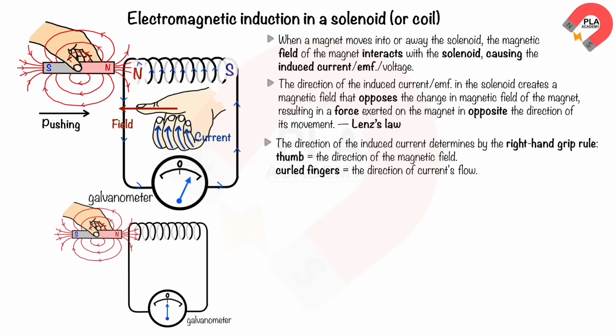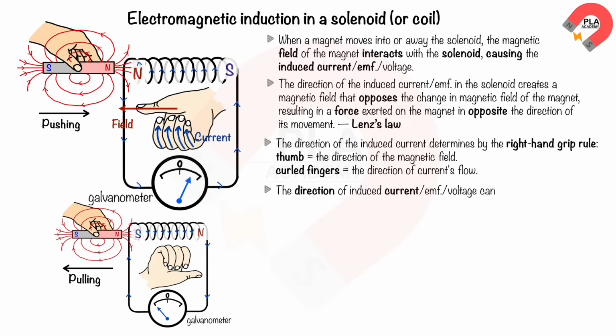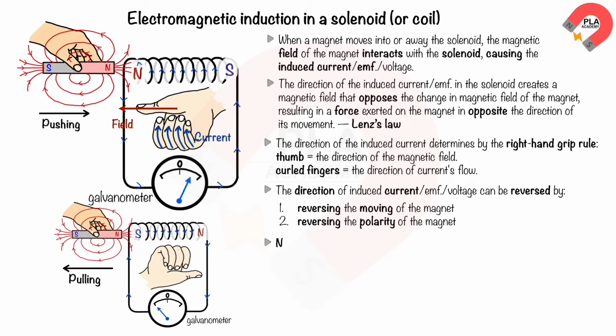When the magnet is pulled away from the solenoid, the left end of the solenoid becomes a south pole, creating an attractive force that pulls the magnet back. This change in magnetic field direction also causes the induced current to reverse its direction. The direction of the induced current, or EMF, in the solenoid can be reversed by reversing the direction of the magnet's motion or reversing the polarity of the magnet.